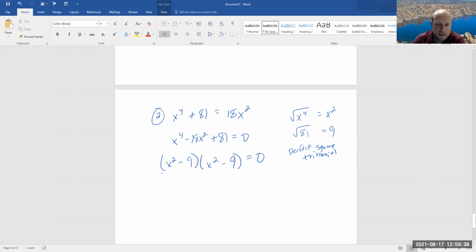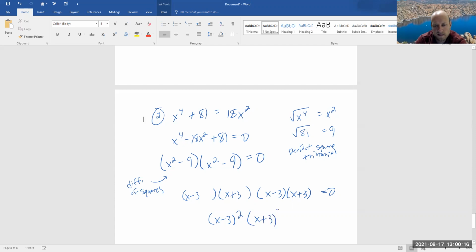And actually, both these are x squared minus 9s. Well, these are both a difference of squares, which is interesting because I can just break both of those up into x minus 3 and x plus 3. And I actually have that twice. And so I have two different things. So this is going to be x minus 3 squared, and then this one is x plus 3 squared.